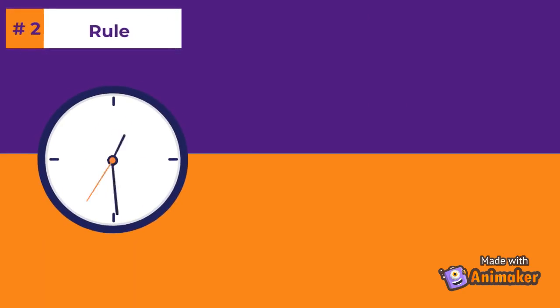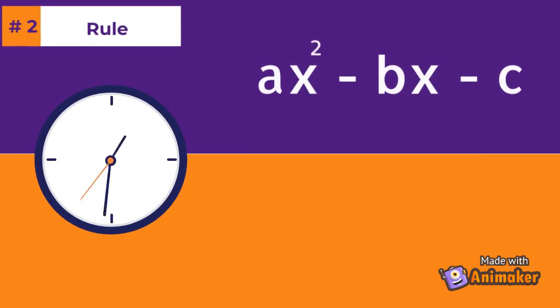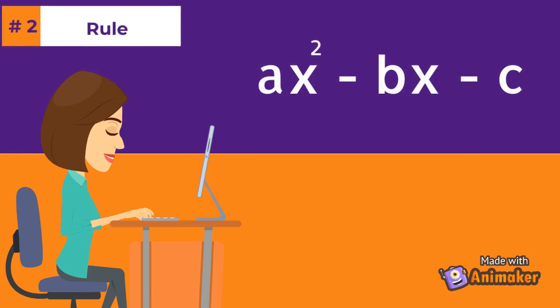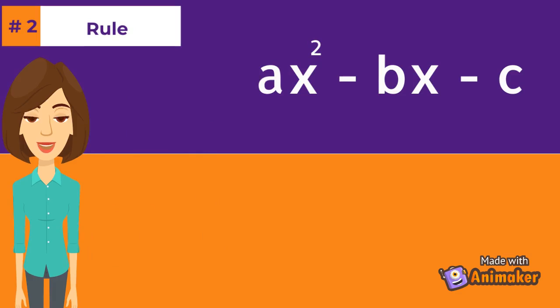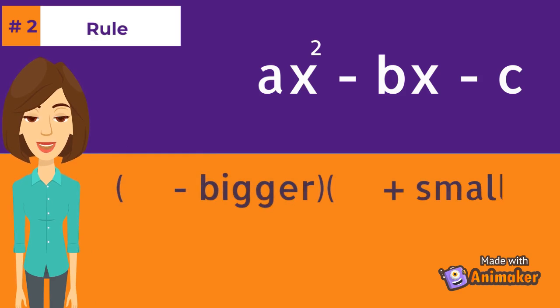And the last case of rule 2: the last term c is negative and also the middle term is negative. So the signs are different inside the brackets, and the bigger factor in value will take the negative sign according to the middle term bx. Then the smaller one will take the positive sign.